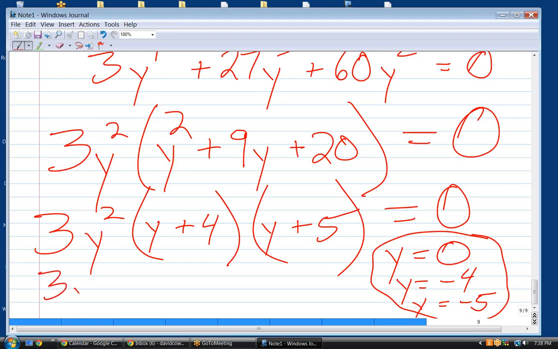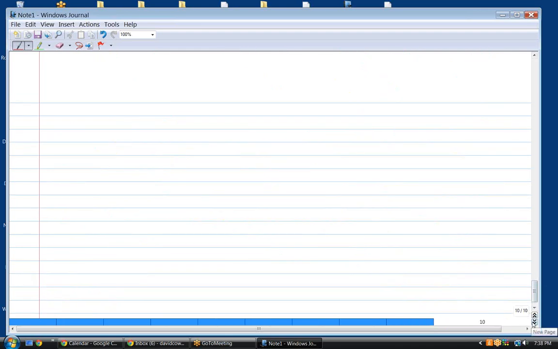In other words, that's 3y times y. I'm really multiplying 4 things together. So any of the 4 could be 0, so the y equals 0 has a multiplicity of 2 also. Okay, good. Okay, next one is, in parentheses, first set of parentheses, x plus 10.